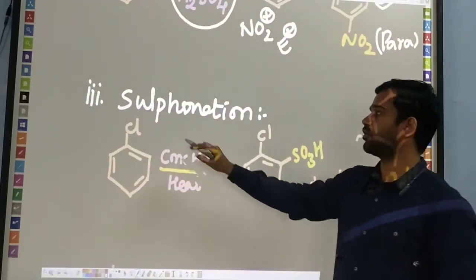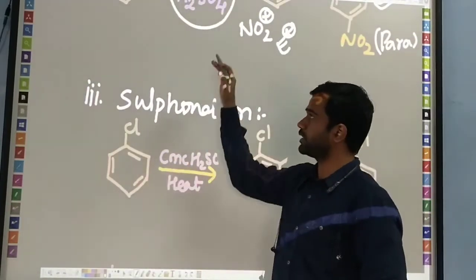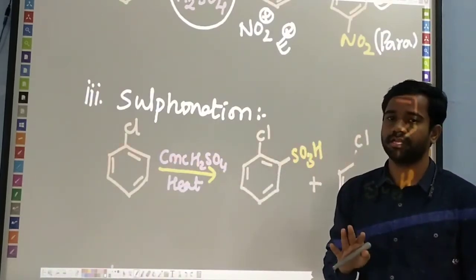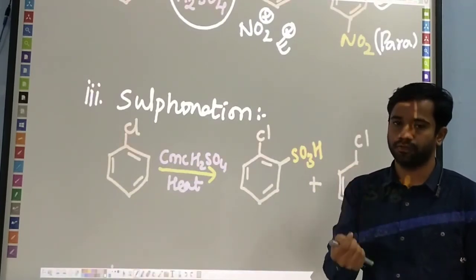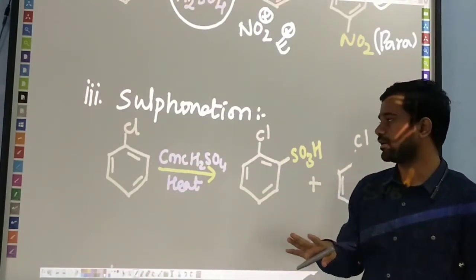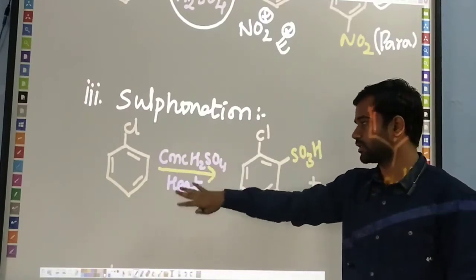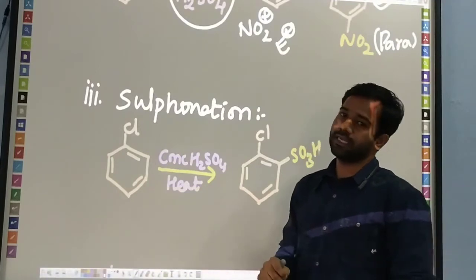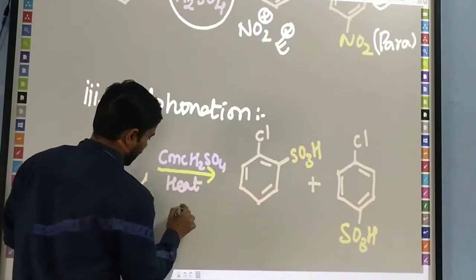The next one is known as the sulfonation reaction. Again, what is the difference between nitration and sulfonation? In the case of nitration, we took the nitrating mixture, where both sulfuric acid and nitric acid are present and concentrated. But in the case of sulfonation, we again take chlorobenzene or haloarenes, but in the presence of concentrated sulfuric acid only, with heating. What is the electrophile here? The electrophile here is SO3H.